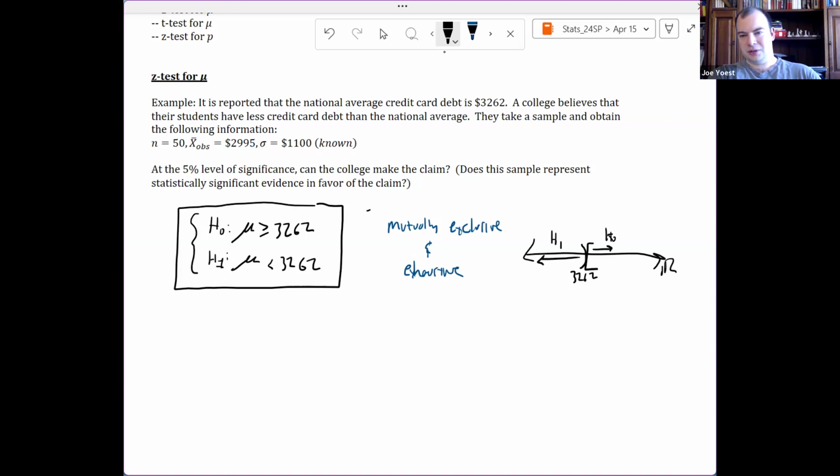So here mu is our students' average credit card debt, or our students being whatever college it is.